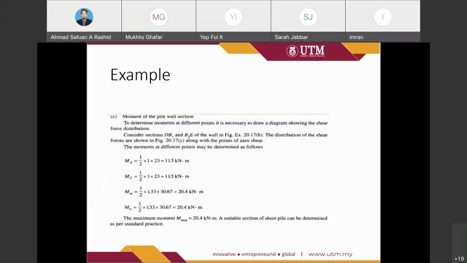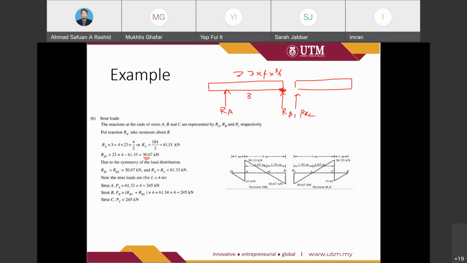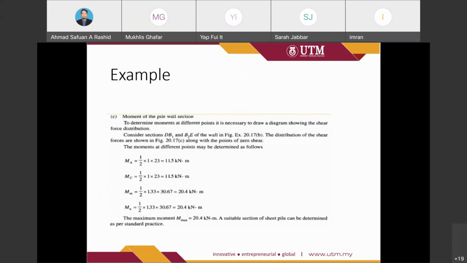Then for the moment of the pile wall section, to determine the moment in the pile at different points, it is necessary to draw a diagram showing the shear force distribution. Considering section DB1, B2E of the wall in the figure here, the distribution of the shear force is shown in 20.17C along with the point of zero shear. So the moment at different points may be determined as follows.